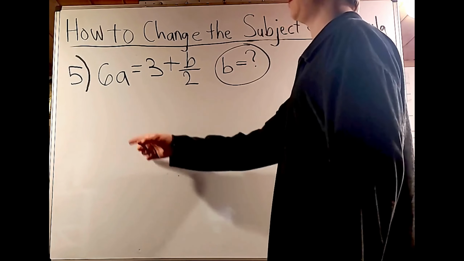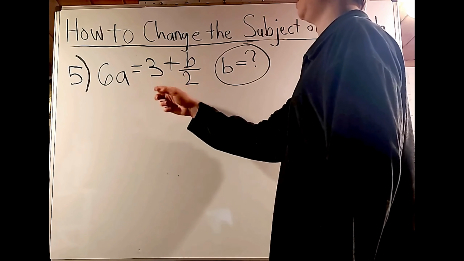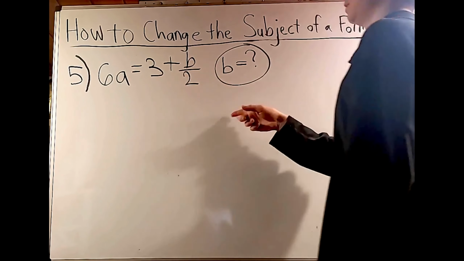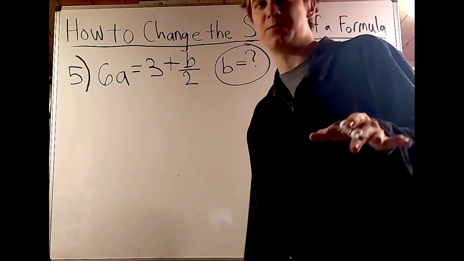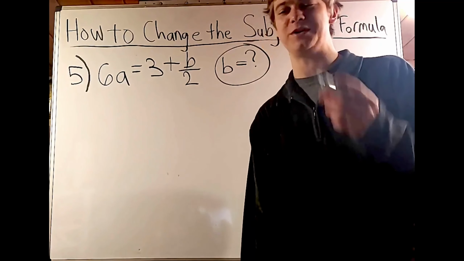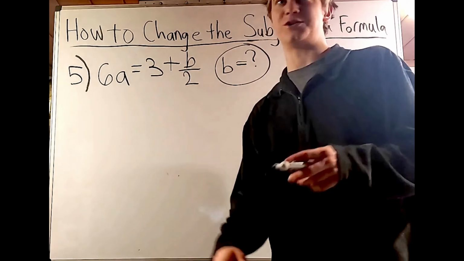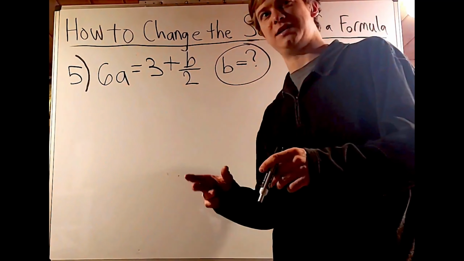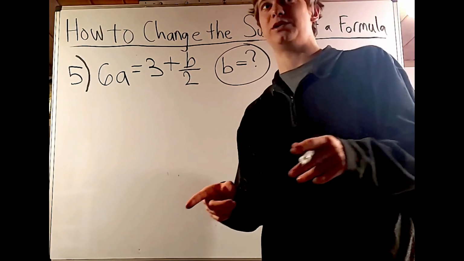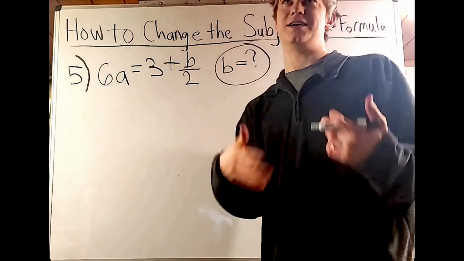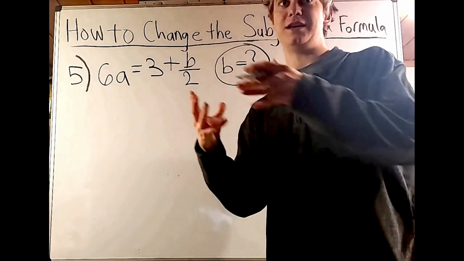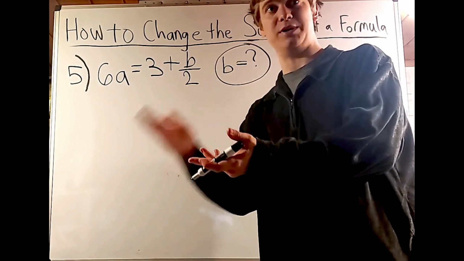Okay, number 5, we see 6a equals 3 plus b over 2. Solve for b. And these are starting simple. I promise they will get more complex. It will be good to watch each one chronologically because each one will slowly add some more complexity. And what we learn in each one will add another thing that we will then apply to the next ones, and they'll keep building on each other.